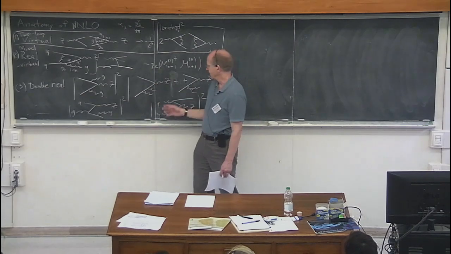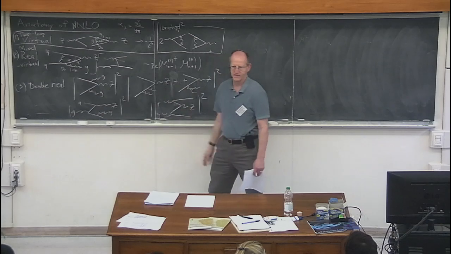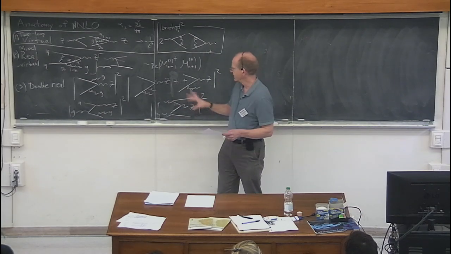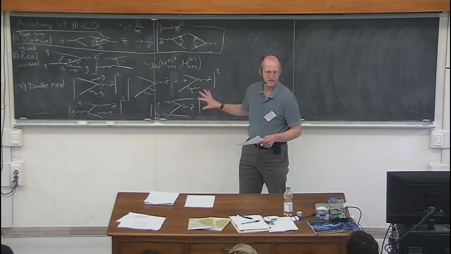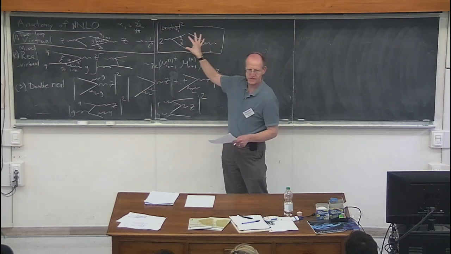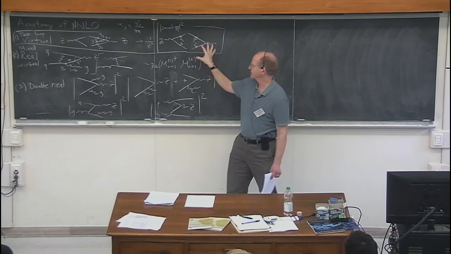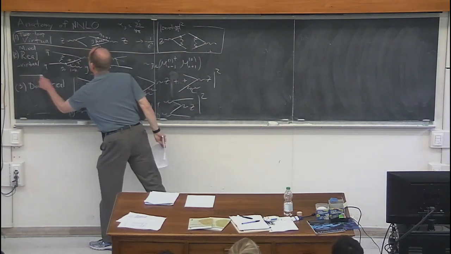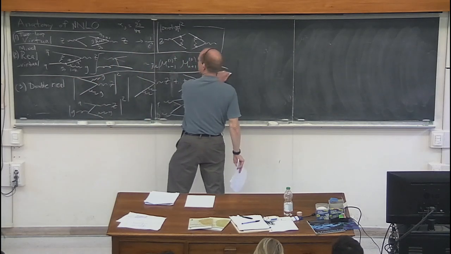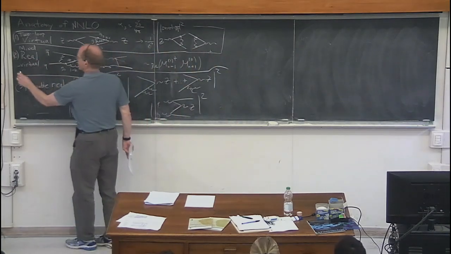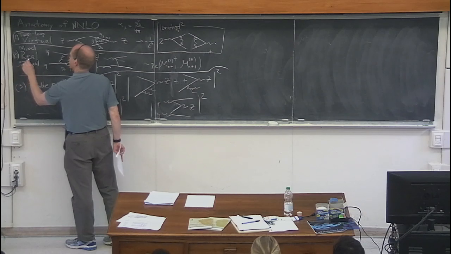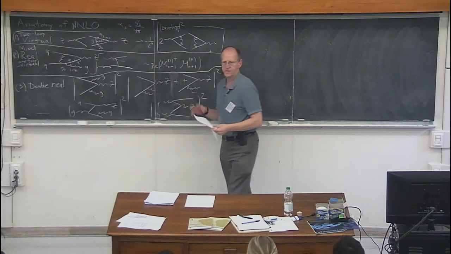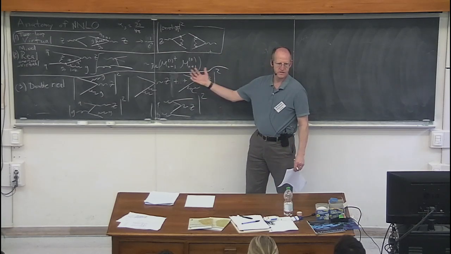But at the end of the day, if you do everything right, all the soft singularities will cancel against the combination of these mixed one-loop virtual and the 2-loop virtual. But then there will be uncanceled collinear divergences, which will actually involve the next-to-leading order Altarelli-Parisi kernels, not just the leading order ones.